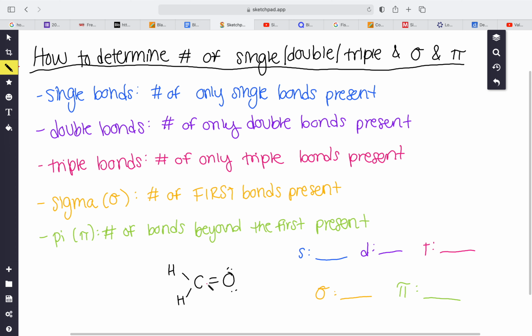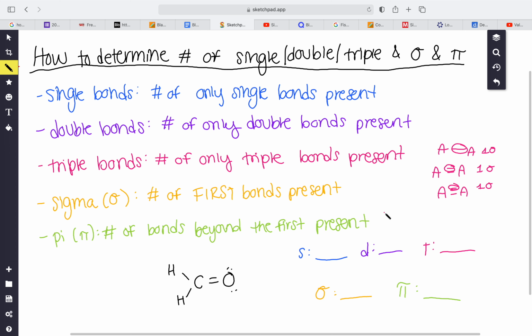So sigma and pi is where it gets a little bit confusing. But what sigma bonds are is the number of first bonds present. So with each bond, let's say we're looking at this: an atom to an atom, that's a sigma bond. An atom double bonded to an atom. Only one of these is going to be a single bond, because one of them has to be the first bond present, right? An atom triple bonded to an atom, there's only going to be one sigma bond present. So in each of these, there's going to be one sigma, because the first bond is always going to be sigma.